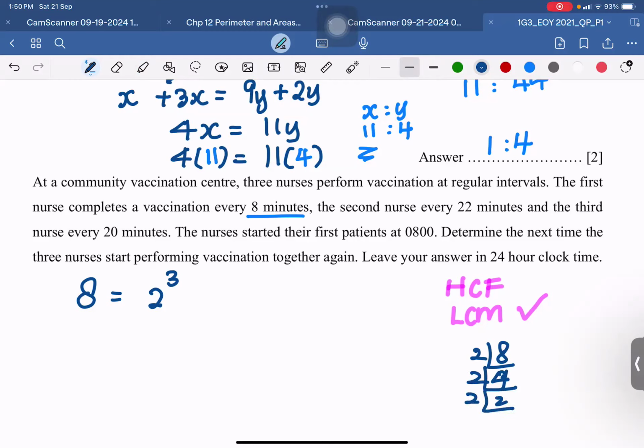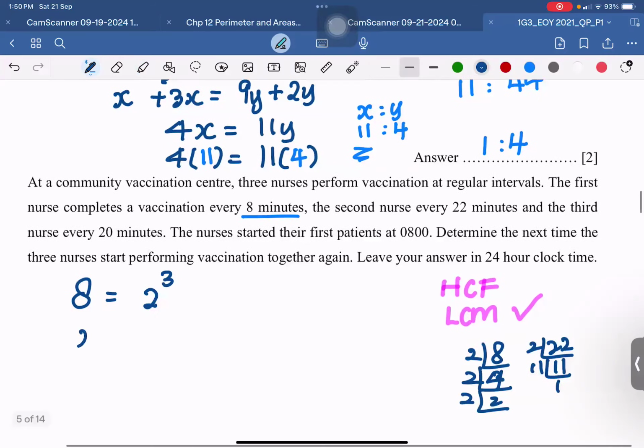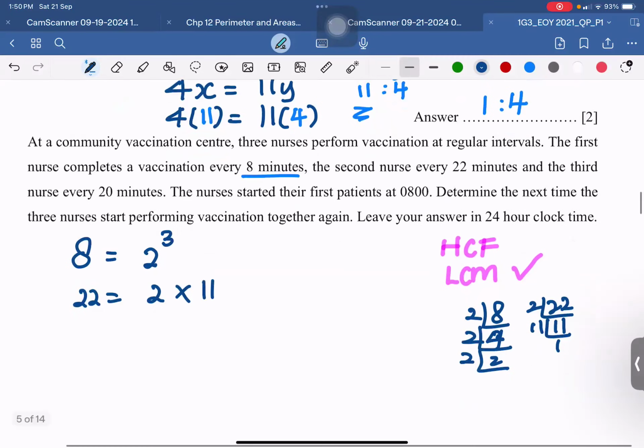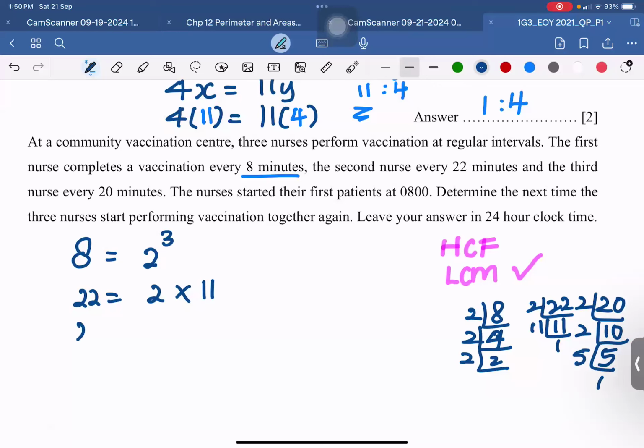Okay. Then next one, 22. 22 divided by 2 leaves 11. So 22 minutes is made up of 2 times 11. Then the next one, 20 minutes: divide by 2 is 10, divide by 2 is 5. So 20 minutes is 2 to the power 2 times 5.